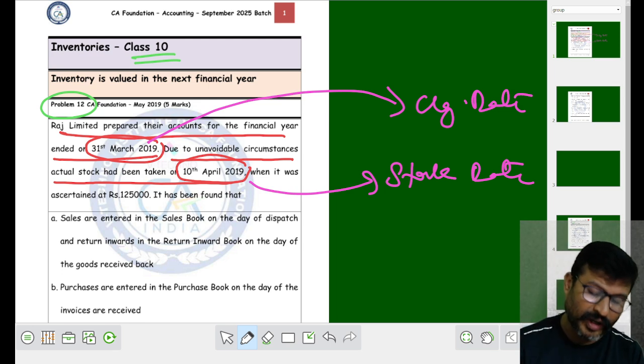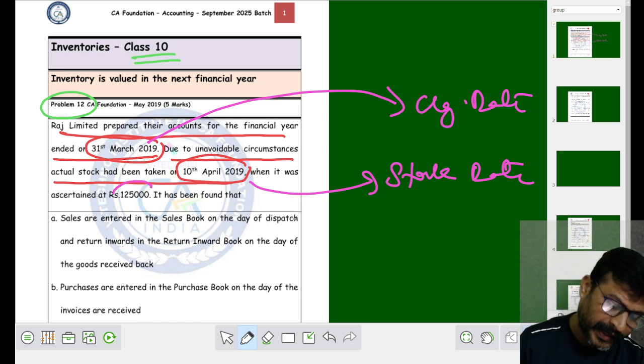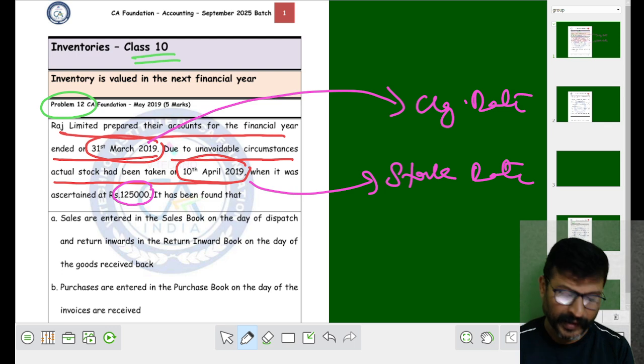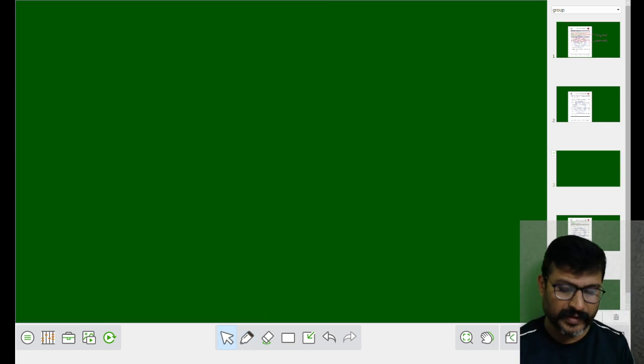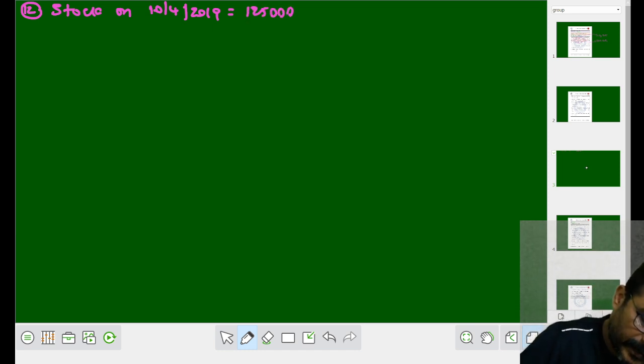That means the stock is taken in the next financial year. The stock amount is 1,25,000, right? It is on what date? 10th April. So let us write for problem number 12, right? Stock on 10th April 2019, it is an amount of rupees 1,25,000.